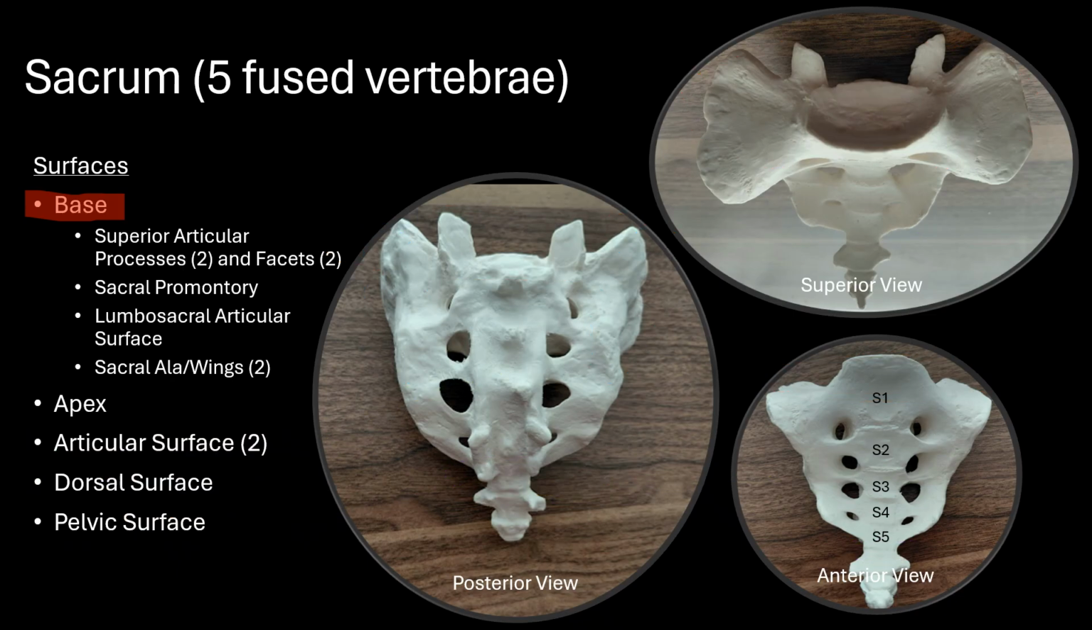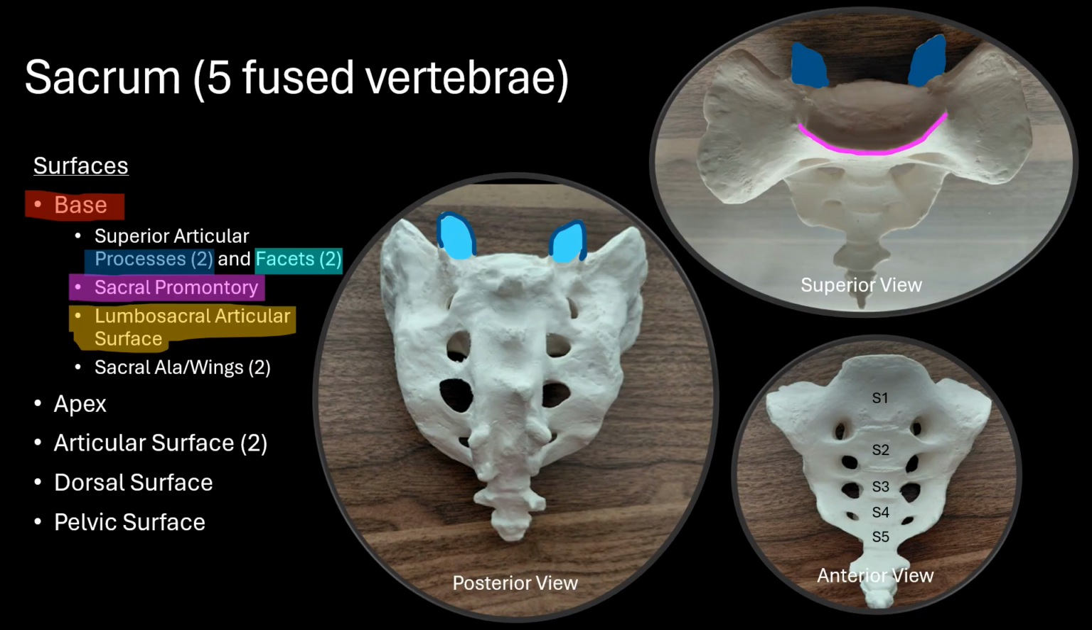Now focusing on the region of the base of the sacrum, it's going to articulate with L5 above via the superior articular processes as well as the facets. They're going to articulate with the L5 inferior articular processes and facets. The sacral promontory is this anterior ridge, and it's an important landmark used to separate the greater from the lesser pelvis, as well as a good landmark for obstetrics.